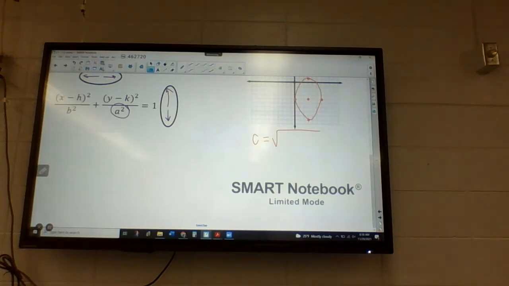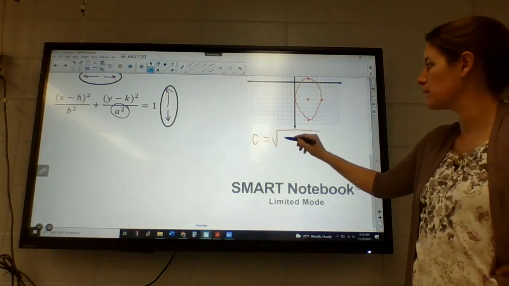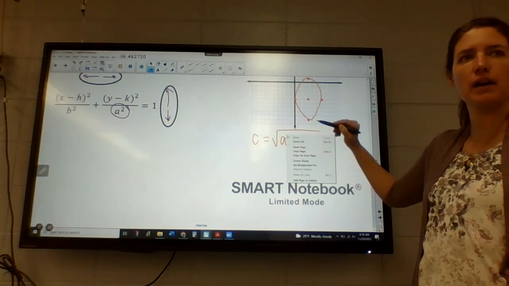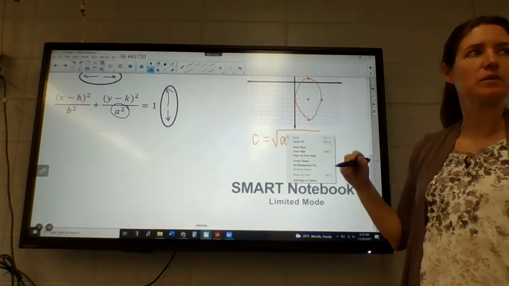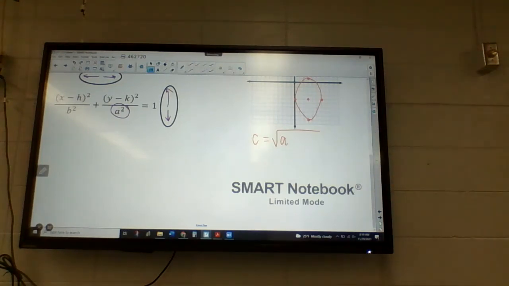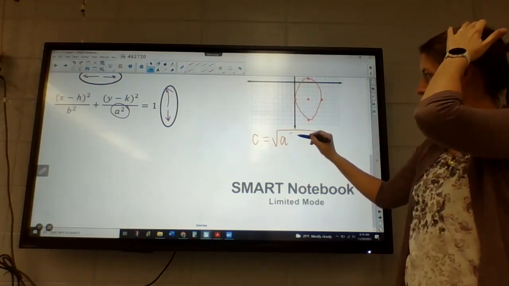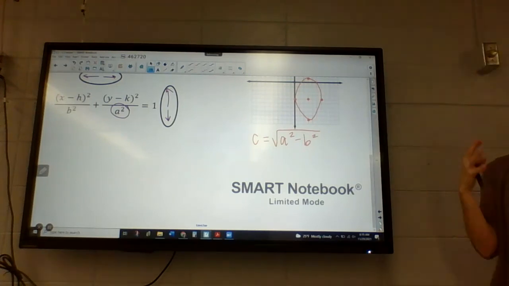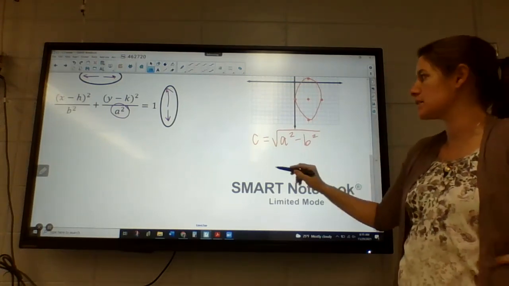Is this the plus one, a squared plus b squared? Or is this one minus? I think this one's minus, okay. And the reason I remember that is because the foci are inside the shape, so you have to go closer. And with the hyperbola, they're outside the hyperbola. And a is always bigger, so it makes sense that you would take a squared minus b squared.